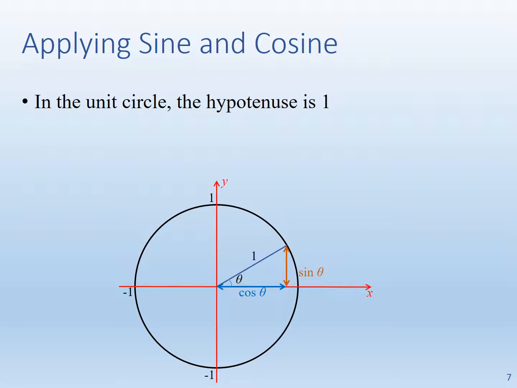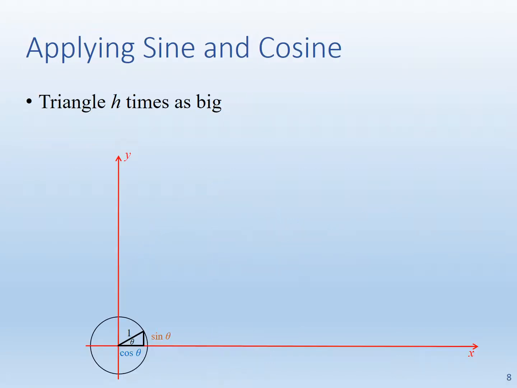So far we've only considered a hypotenuse of 1. When we have a triangle that's twice as big, so that the hypotenuse is now 2, then the adjacent side is twice as big, so that makes it 2 cosine theta, and the opposite side is twice as big, so that's 2 sine theta. So let's extend this to a triangle that's h times as big.